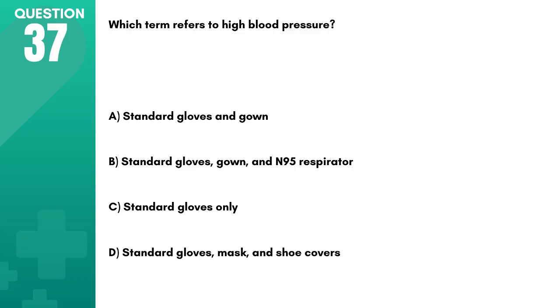Question 37. What does the term hypertension refer to? A. Low blood pressure. B. High blood pressure. C. High blood sugar. D. Slow heart rate.